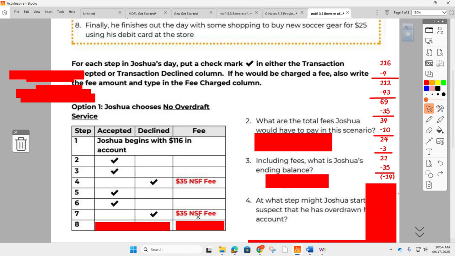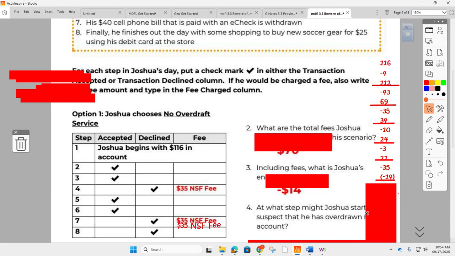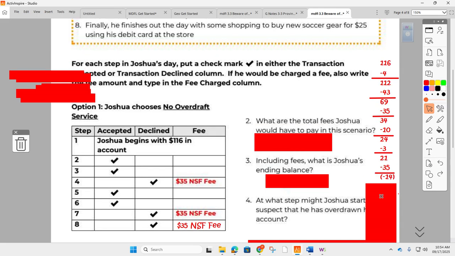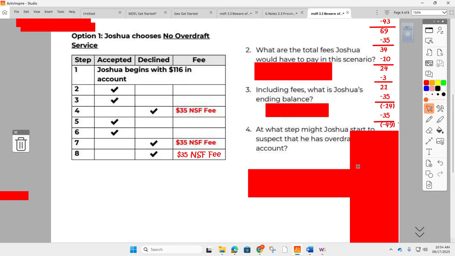And the last item, he finishes out the day. For some reason, he thinks he needs new soccer gear, even though he has no money. We've already said, if he's at a negative balance, are they going to accept the charge? They are not. Are they going to charge you a fee? They are. So his final balance is going to be that negative $14 minus the fee. It's going to be negative $49.